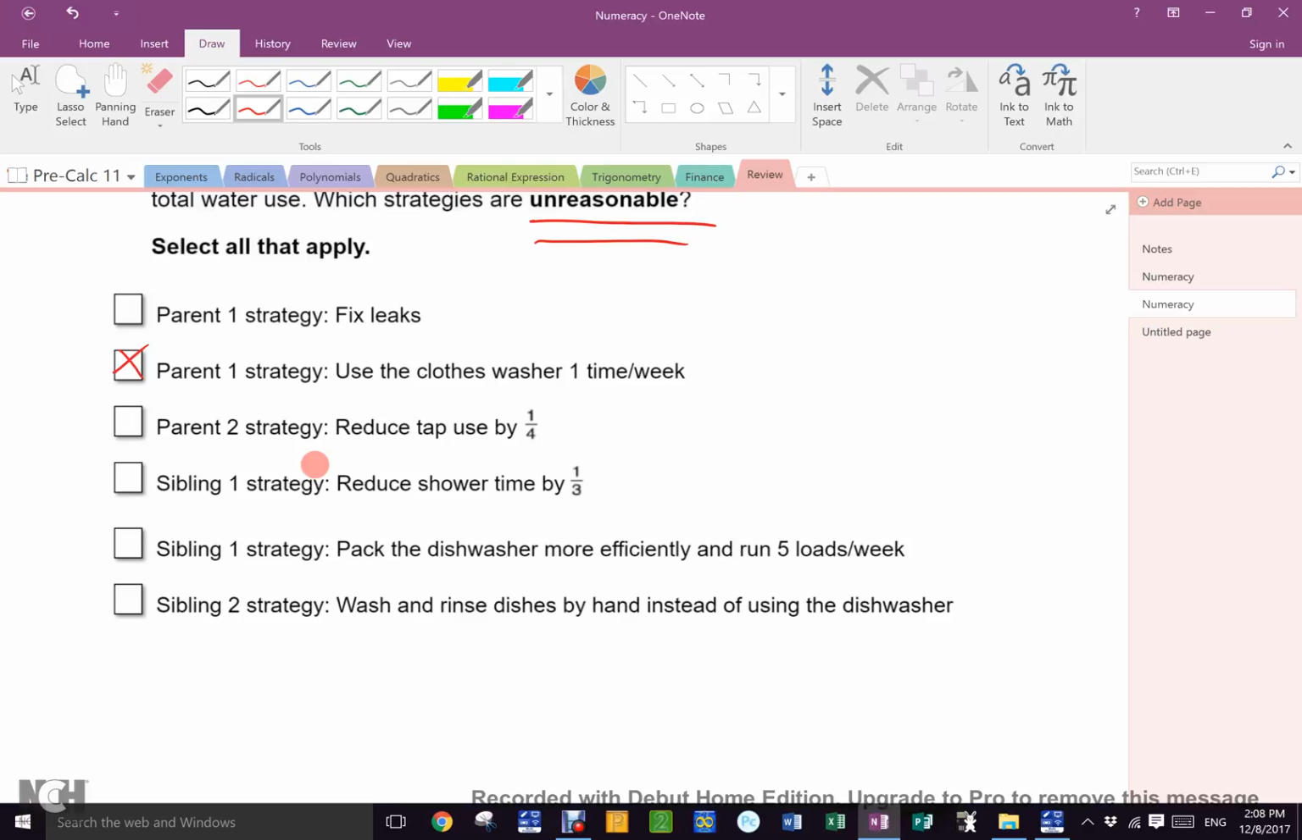So, for example, 5 minutes. It takes me 30 seconds to fill my water bottle. I fill it up like 3 times a day. So that's 8 minutes and 30 seconds. If we reduce that by 1/4, I'm already over my time.